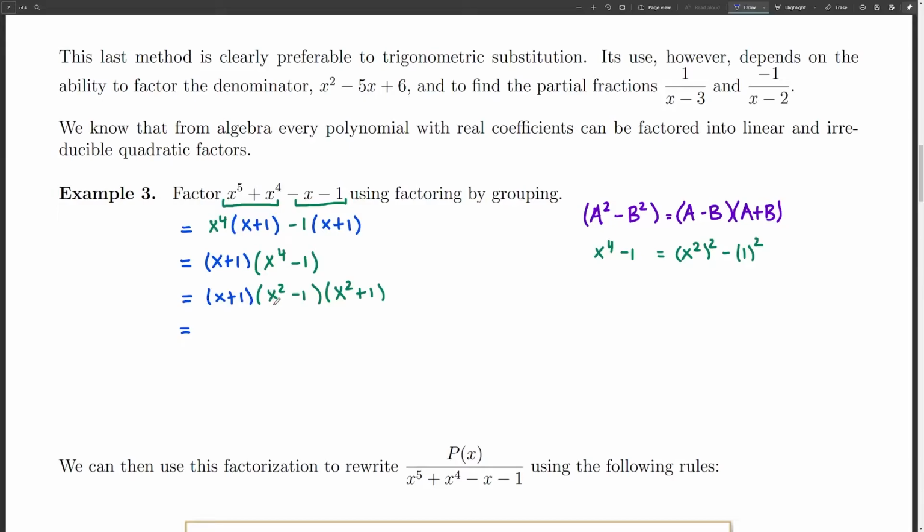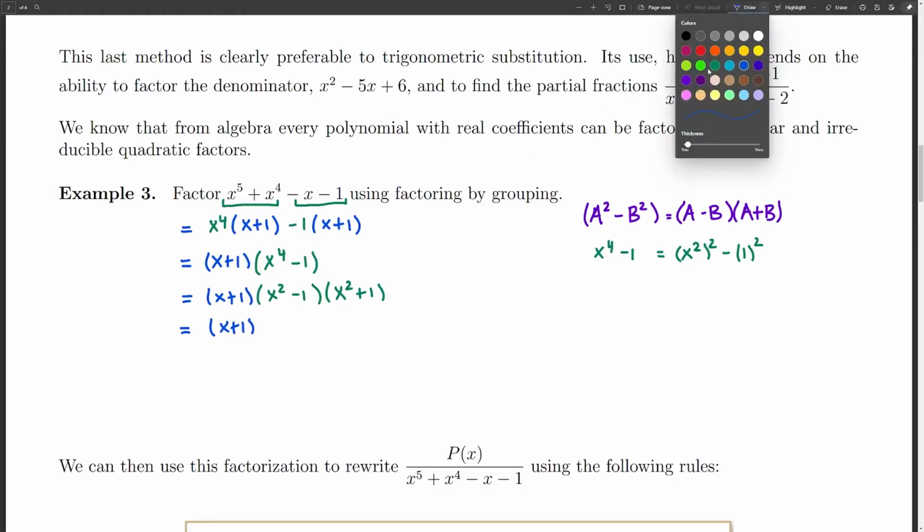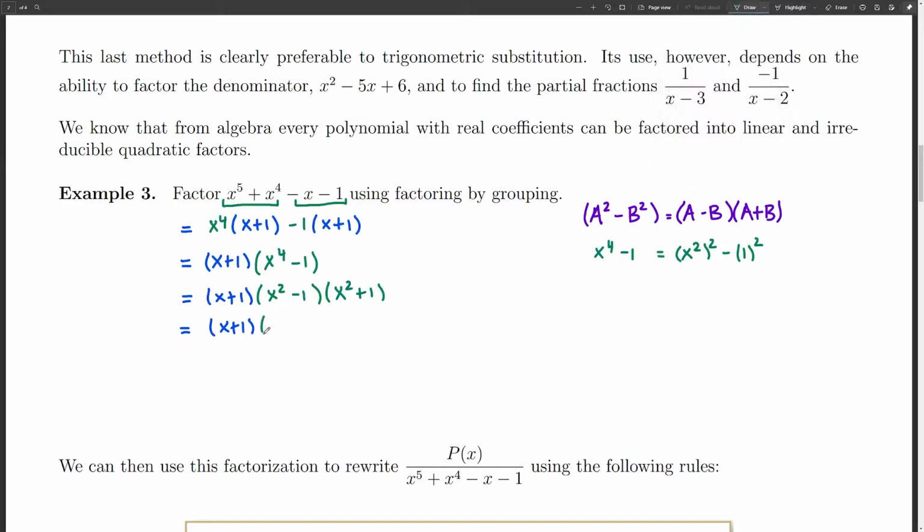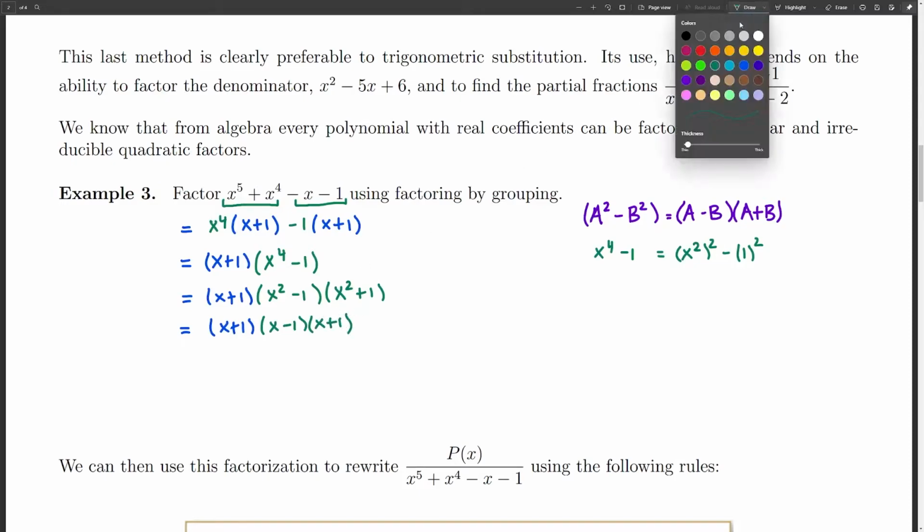And then we see that we can do the same thing for the middle factor. The x squared minus 1 is again a difference of two squares. Now our a is x and our b is 1. So we can factor x squared minus 1 as x minus 1 times x plus 1.